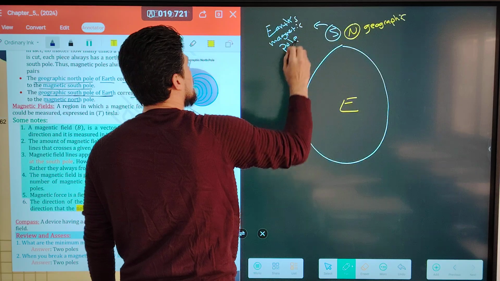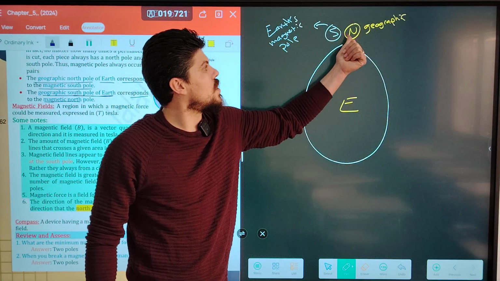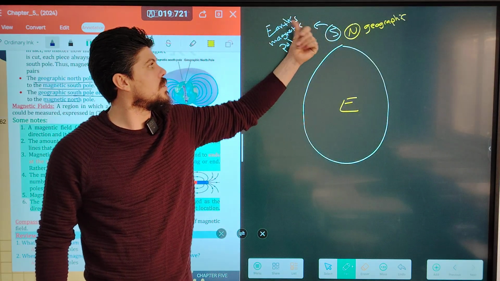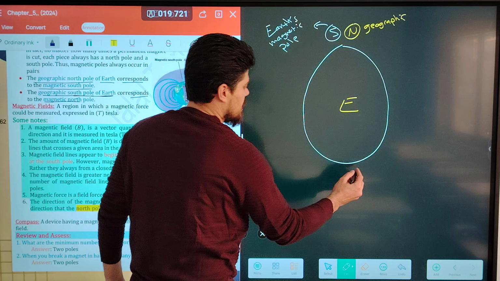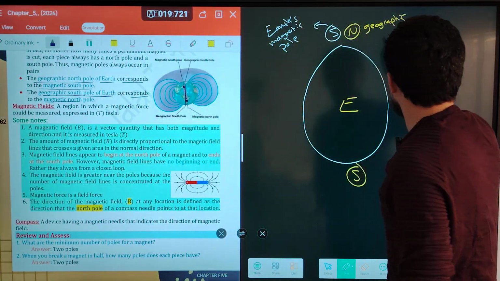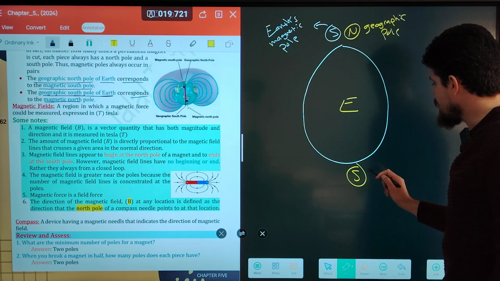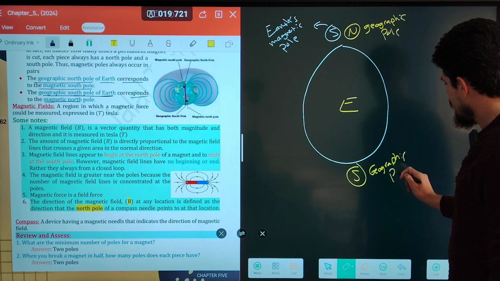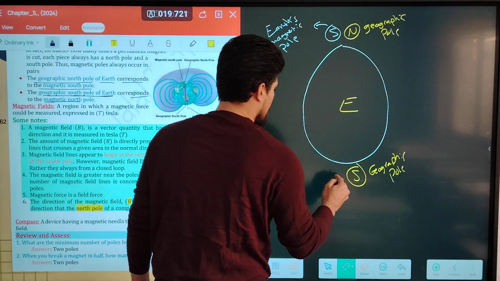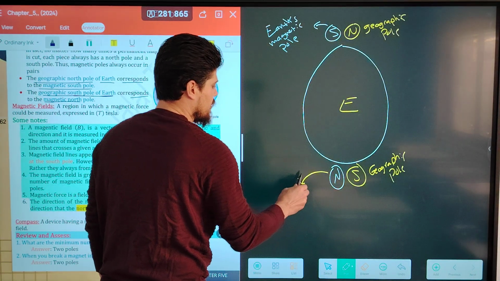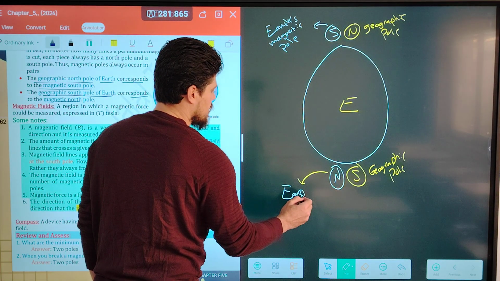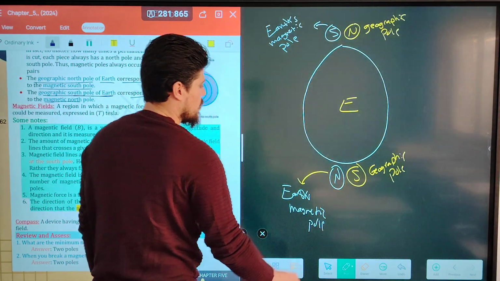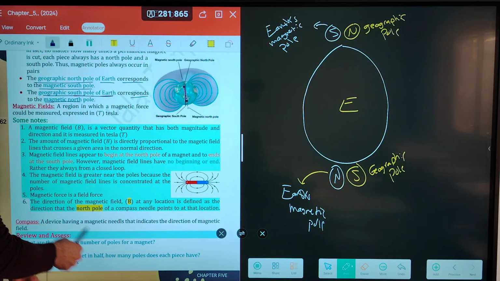Earth's magnetic pole, sorry. So the geographic north pole of Earth corresponds to what? The south of Earth's magnetic pole. And the south of Earth's geographic pole corresponds to what? The north of Earth's magnetic pole. So this is very important, guys. Be careful, okay?